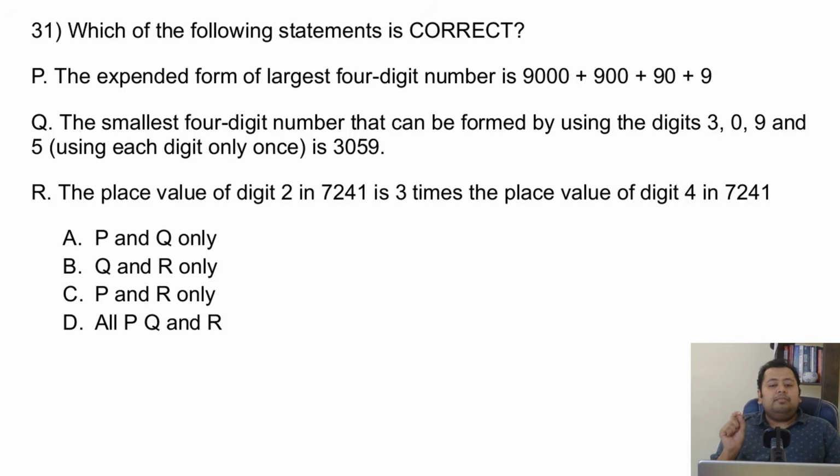The smallest four-digit number that can be formed by using 3095 is dash. That is again something you'll have to find out, right? The place value of digit 2 in 7241 is 3 times the place value of digit 4 in 7241. Again, what is the place value of digit 2 in 7241? Write that down first. And the place value of digit 4 in 7241. Just write that down. And is that 3 times? So divide both and see whether that would be 3 times or not. If that is so, then it becomes true, else it is false, right? So let's pause the video here, solve it, and then go to the solution.